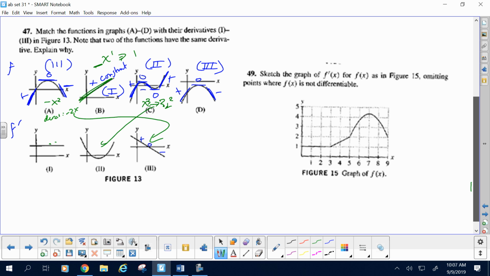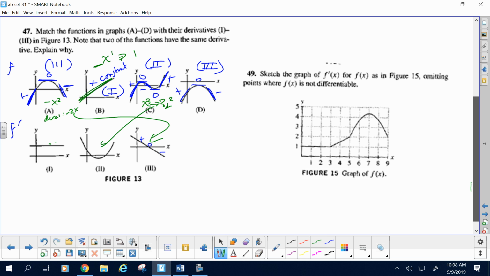It's a parabola. My question is, how can these guys both have the same derivative? How can that be? 2 totally different functions have the same derivative? How? Both parabolas, different by what?